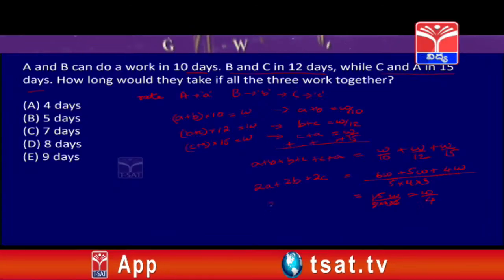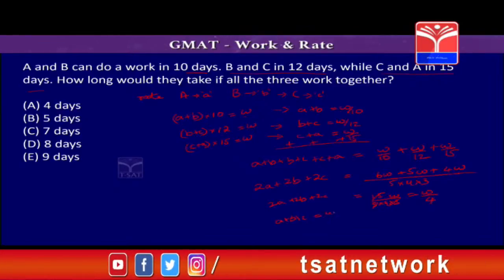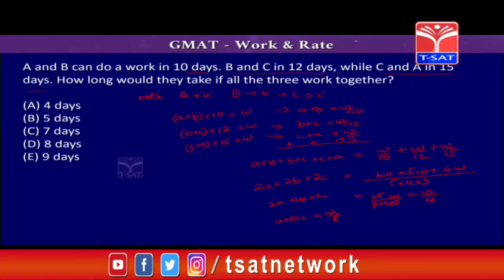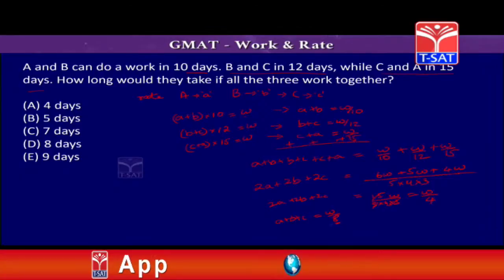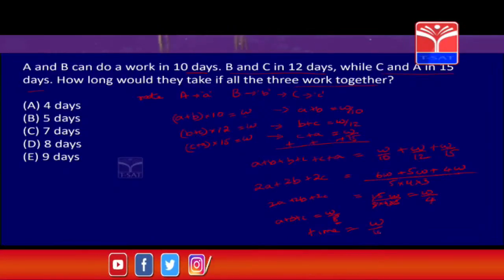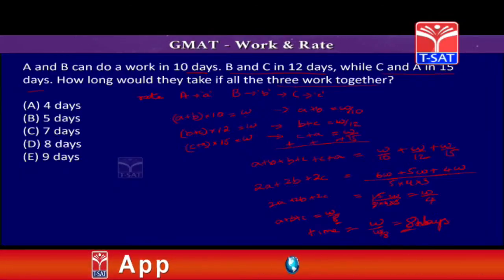So 2A plus 2B plus 2C comes out to be W by 4, but we need A plus B plus C, which is nothing but W by 8. So the rate at which A plus B plus C work is W by 8. So we need the time. Time is nothing but the total work, which is again W, since they are doing the same work, divided by the rate, that is W by 8. It comes out to be 8 days. So if all three are working together, the answer will be option D, 8 days.